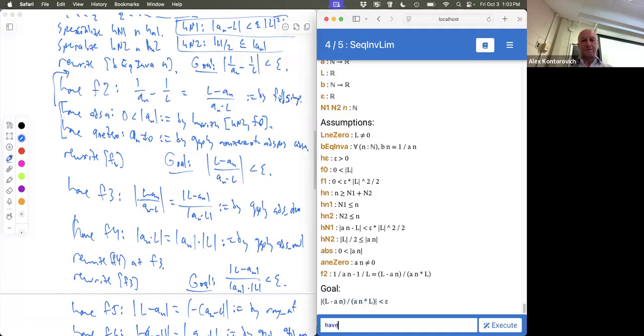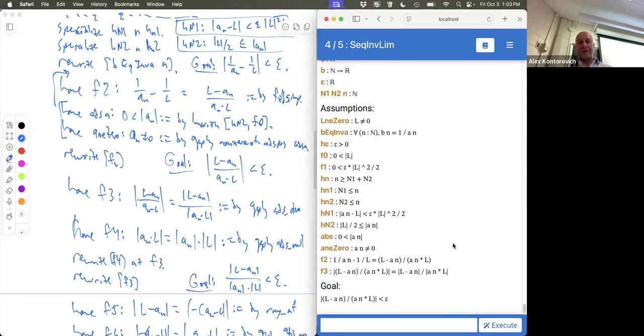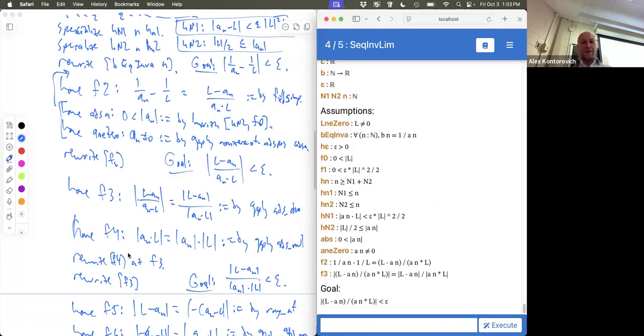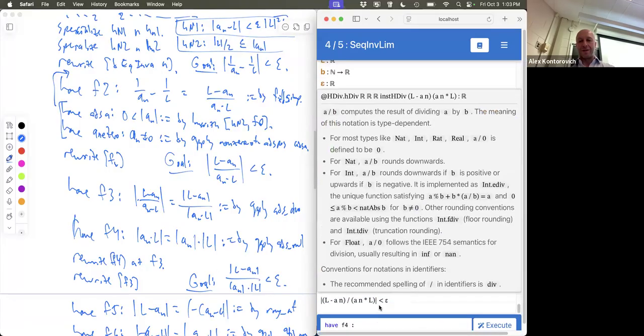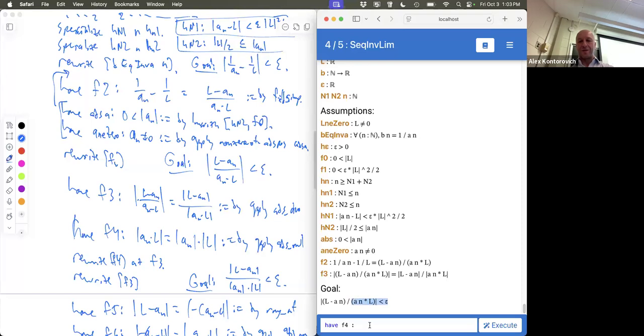Let's have F3, which is that this thing is the same thing, except with absolute values. And that's by apply abs div, which again, you should not know the name of that theorem. And then let's have F4, which is that the bottom. I just want to grab this bottom. So I think I'm not saving myself any keystrokes at this point. I have to rewrite everything. AN times absolute value of L. And that's by apply abs mul.